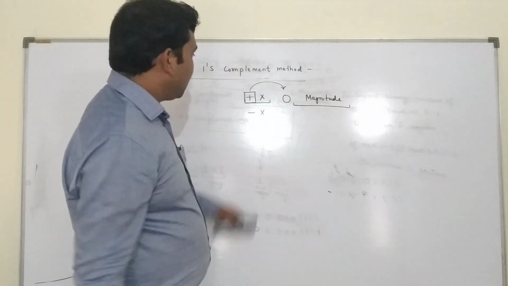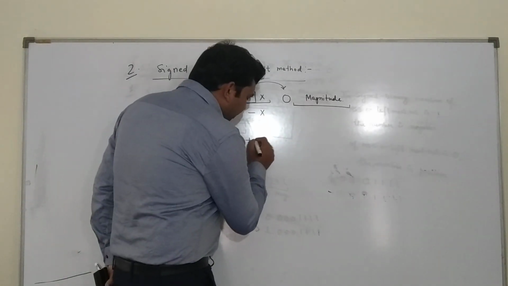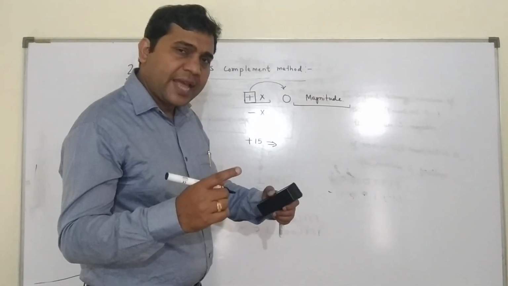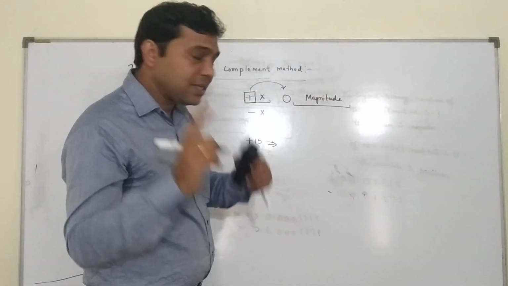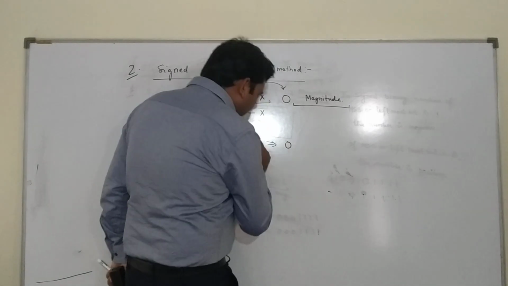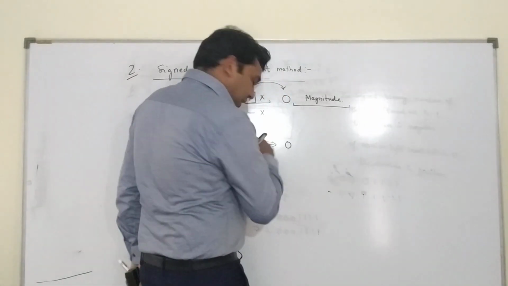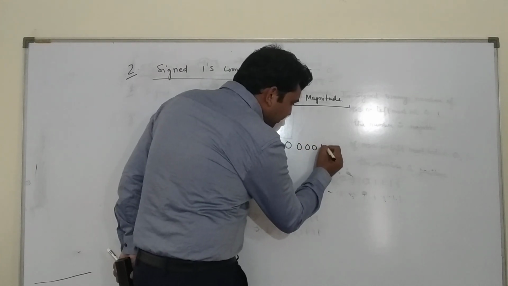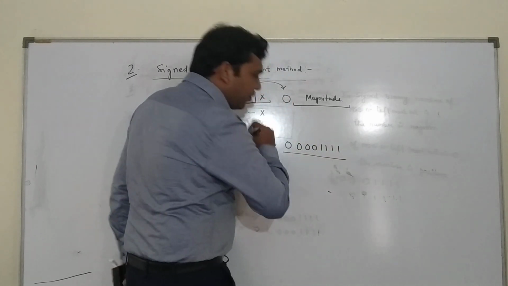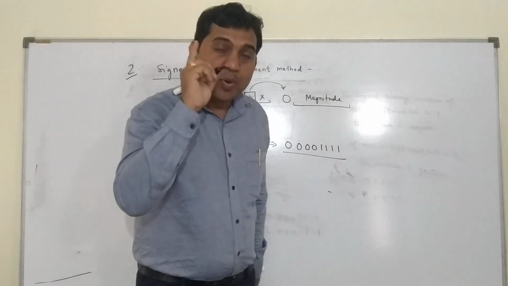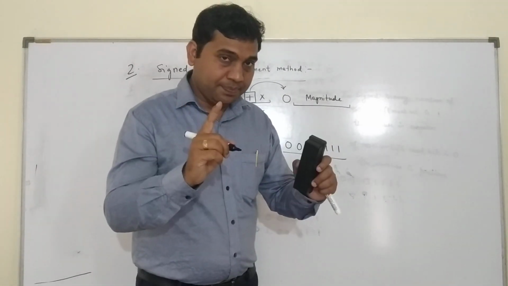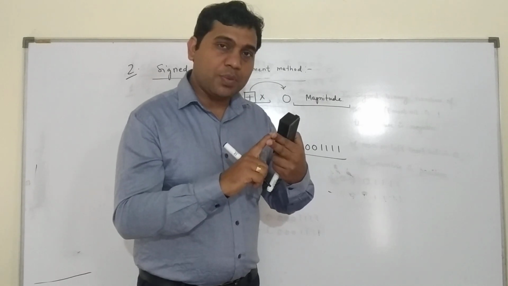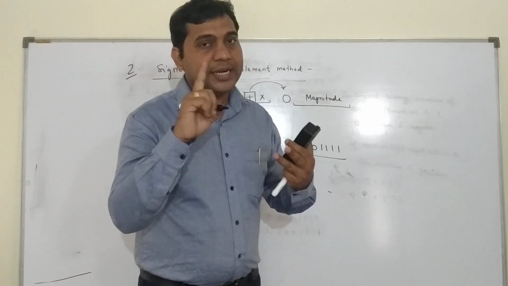What does it mean? Suppose I wanted to write plus 15. How to write plus 15? The same method as we have written in the signed magnitude method. How? 0 for plus 15. Let's say we are writing in 8 bits. 15 can be written like this. This is plus 15. So positive numbers are the same either in signed magnitude method, in signed ones complement method, or in signed two's complement method.